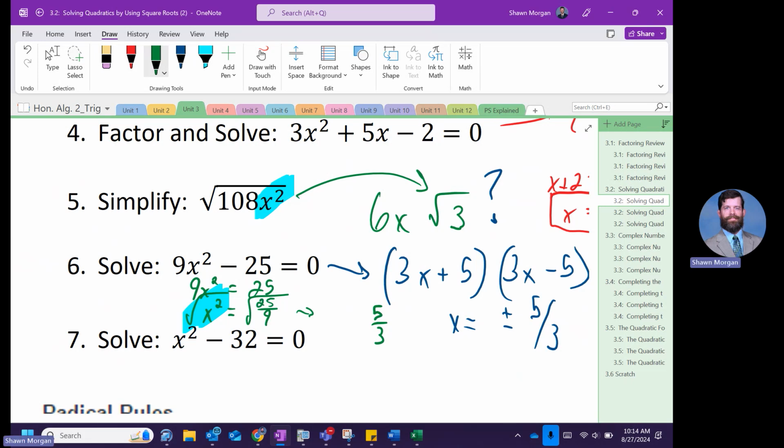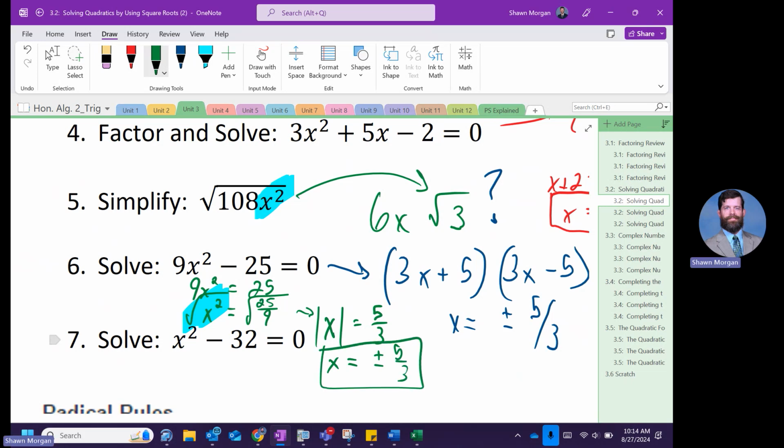Well, if we wanted to skip over an intermediate step. So in other words, the square root of x squared does not equal x, because if I just wrote x, then I've only got one answer. It equals the absolute value of x. And now we could say, oh, well, x must equal plus or minus 5/3.